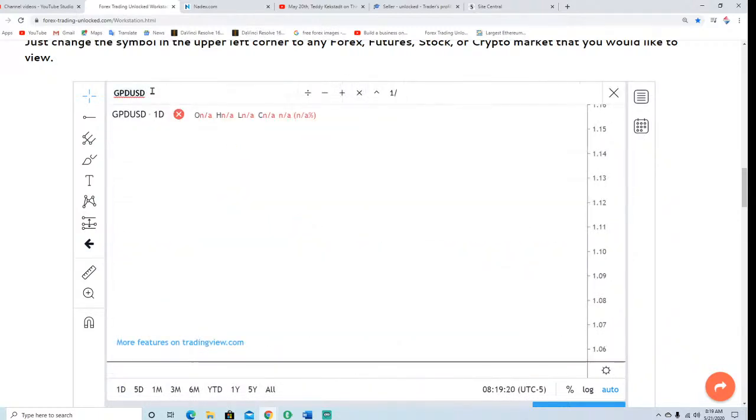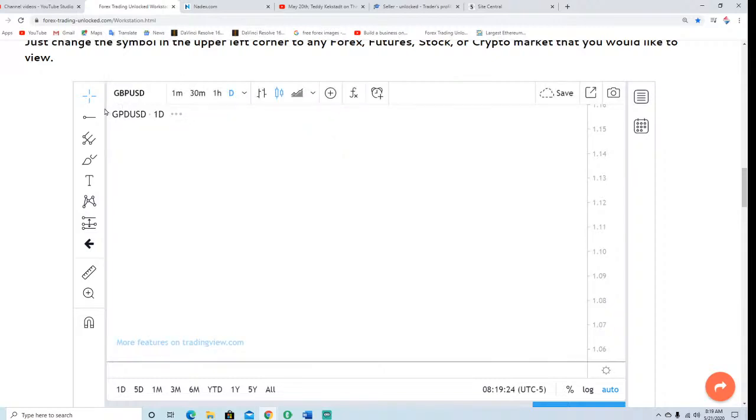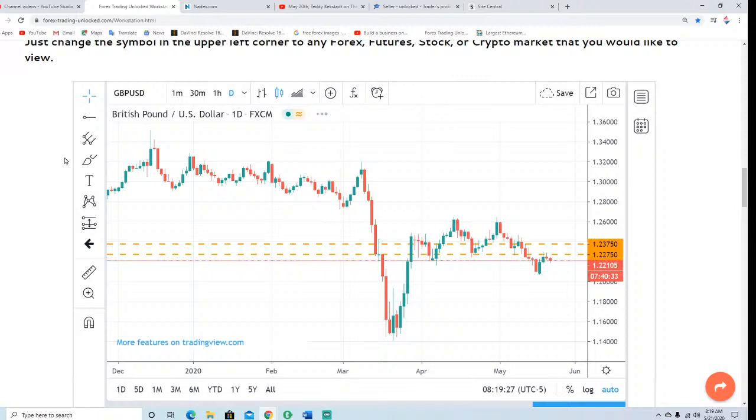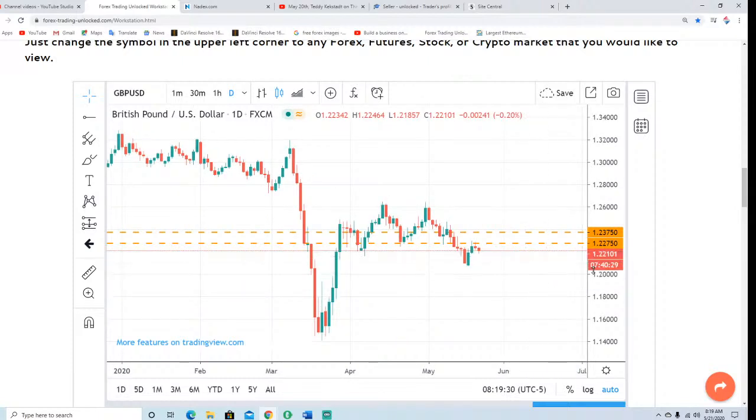And if I would pull up the symbol properly, you would see this. Okay, so the British pound US dollar, and it's loading up. Now here we have this marked off too, where we have our 2 strike prices at $1.2275 and $1.2375. Now we did have a buy signal on Monday.